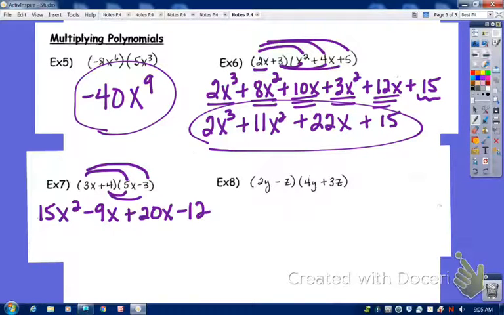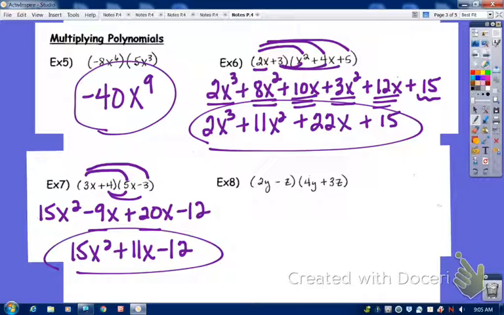But that word FOIL only works for binomial times a binomial. So I like to just talk about distributing. I do have some like terms in the middle, so my final answer will be 15x squared plus 11x minus 12. Any questions about example 7?